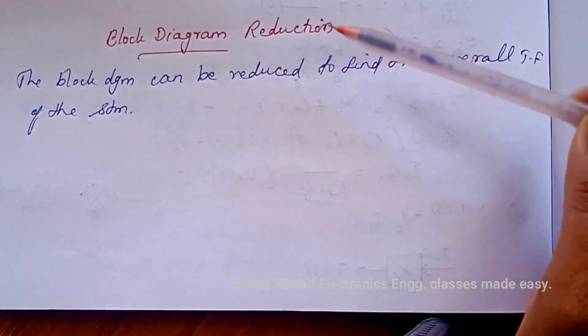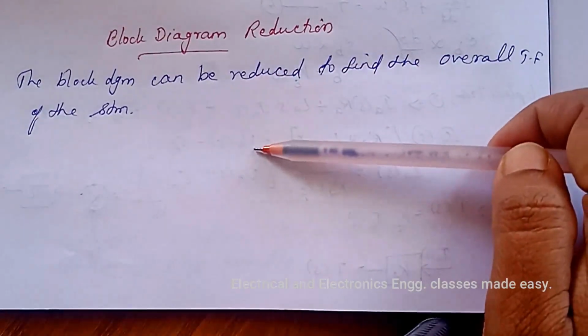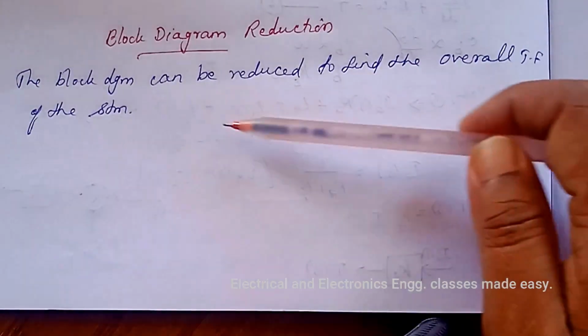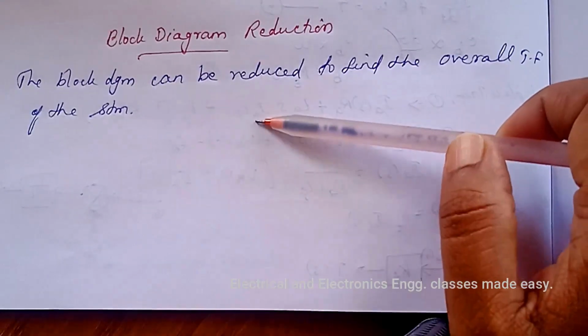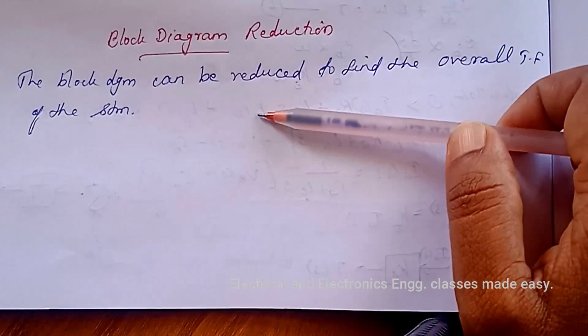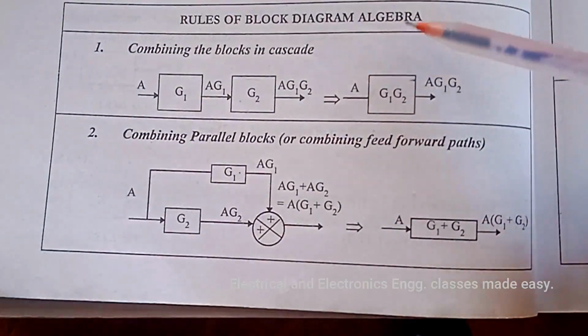Today's class is about block diagram reduction. The block diagram can be reduced to find the overall transfer function of the system. And there are some rules for the block diagram reduction. Let us study the rules of block diagram algebra.